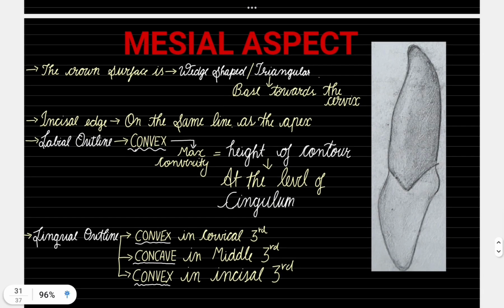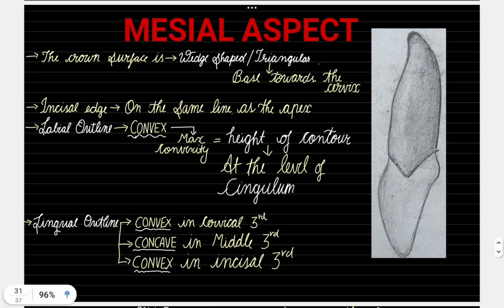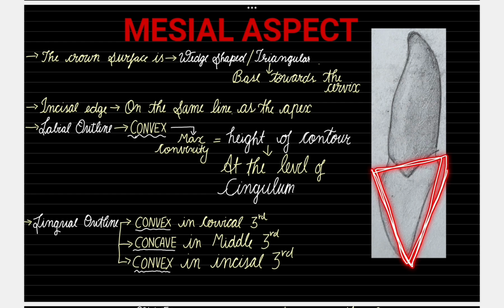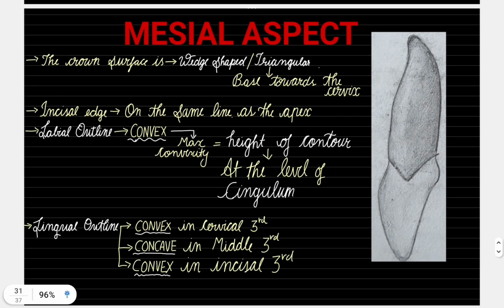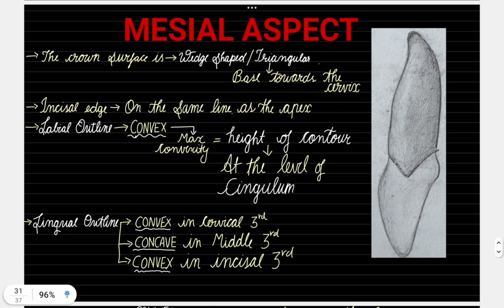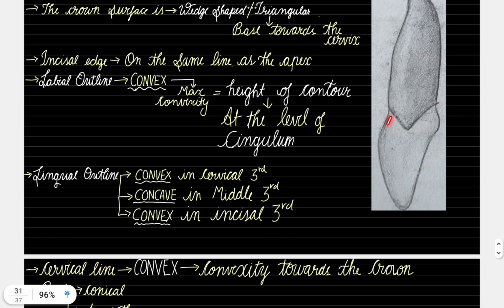Now moving on, we have the mesial aspect of the tooth. From the mesial aspect, as you saw in the central incisor, it is similar in the lateral incisor. The crown is triangular in shape with the base towards the cervix. The incisal edge is on the same line as the apex once again. Then we have the labial outline which is convex. As you know, the height of contour, that is the point of maximum convexity, is at the level of cingulum.